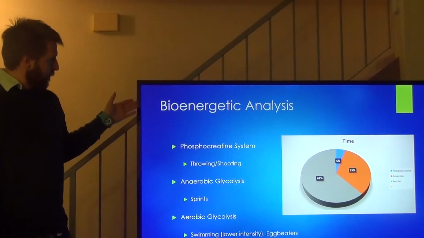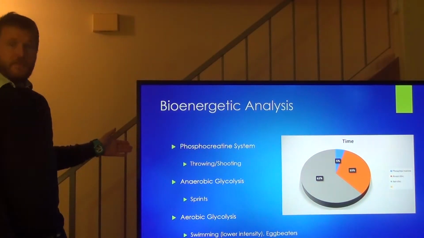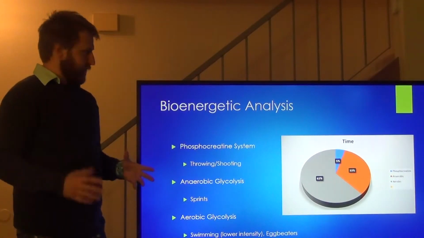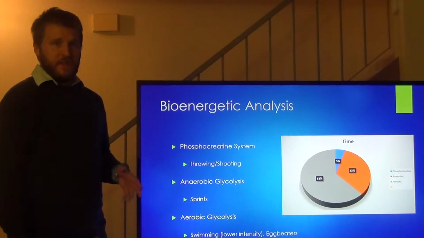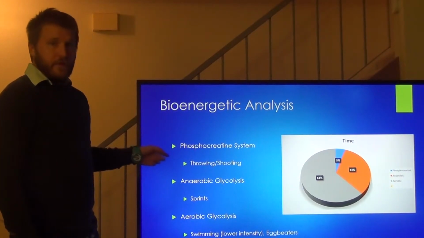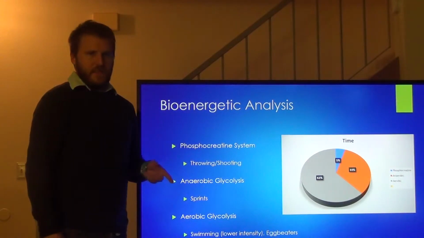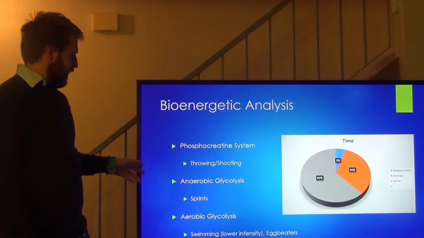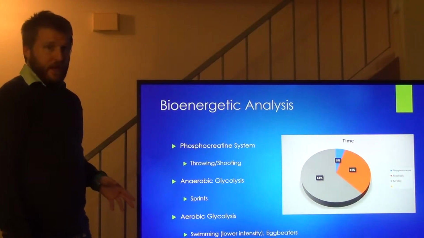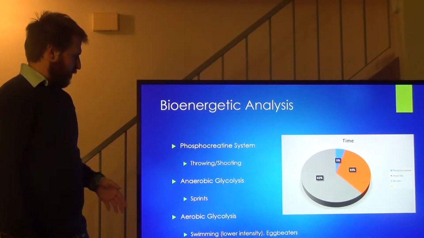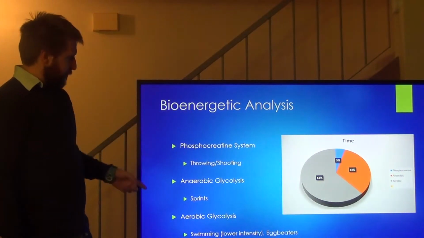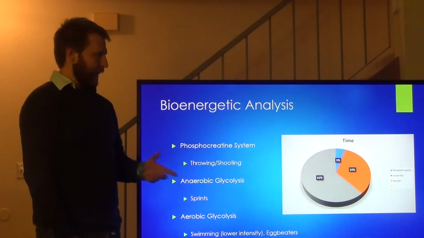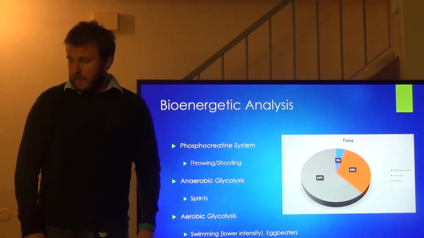The first part, bioenergetics analysis. The phosphocreatine system, which is the short-term 0 to 6 seconds of high-intensity exercise, involves throwing and shooting for the water polo boys, and they spend about 5 seconds in that system, or 5% of the game in that system. The anaerobic glycolysis cycle, sprints, when the boys are swimming at a higher intensity across the pool, draws from the anaerobic system, 33%. The aerobic glycolysis is the longer swims in the egg beaters that they're performing almost the entirety of the game, and they spend about 62% of their time drawing from that system.